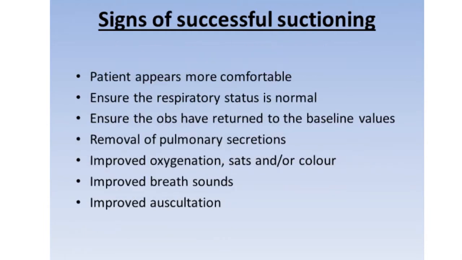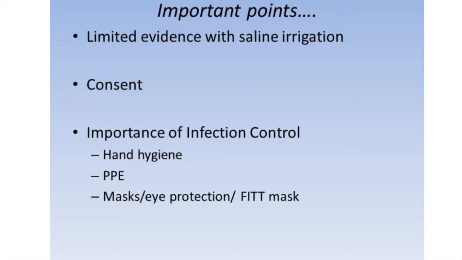So signs of successful suctioning then: the patient appears more comfortable, ensure the respiratory status is normal, ensure the obs have returned to the baseline values, removal of pulmonary secretions, improved oxygenation sats and/or colour, improved breath sounds and improved auscultation. Okay, so just to say about modifications of treatment then: if your secretions aren't clear, consider increasing your catheter size or increase the pressure, but this should be proceeded with caution. Repeated suction trauma, consider NP airway, try other nostril or decrease your catheter size.